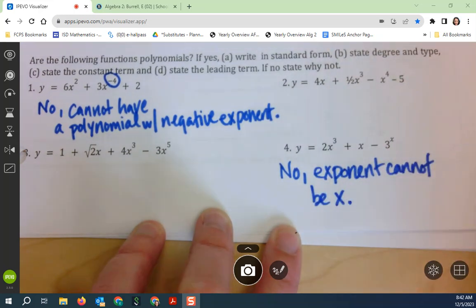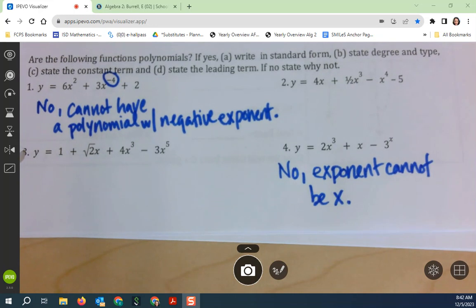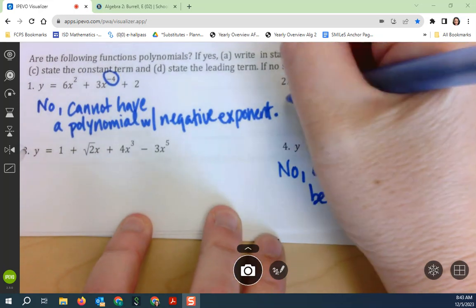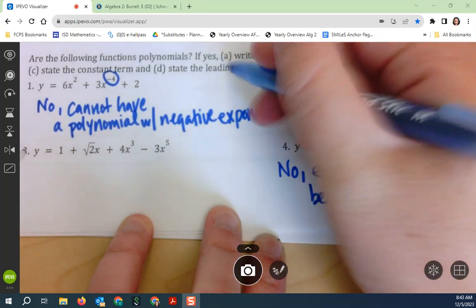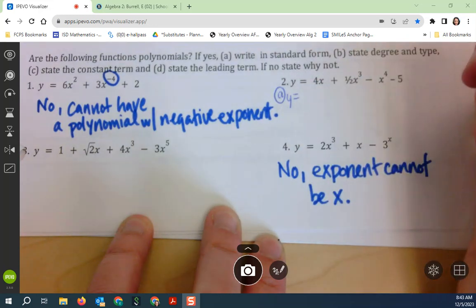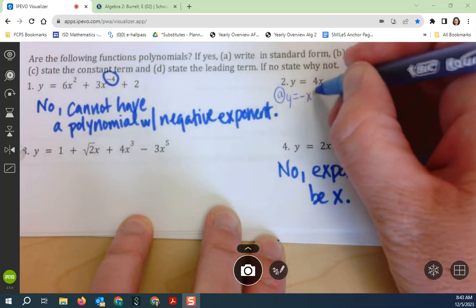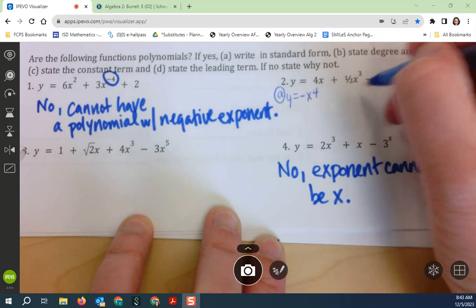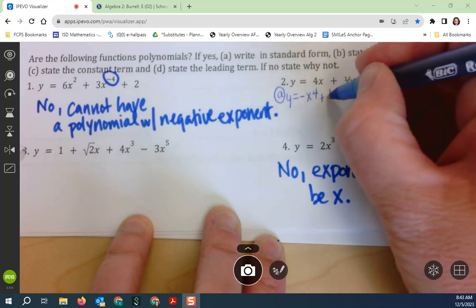All right, so now we have the work to do for the yeses. Let's do 2 together, and then I'll have you guys do 3. I'm going to switch to something, maybe a pen, because I need to write a lot in here. All right, so first we're going to put it in standard form. When you put it in standard form, you're putting it from the biggest exponent to the smallest exponent. And so for part A, writing in standard form, it would be y equals negative x to the 4. And then the next exponent would be 3, so it would be plus 1/2 x to the 3.